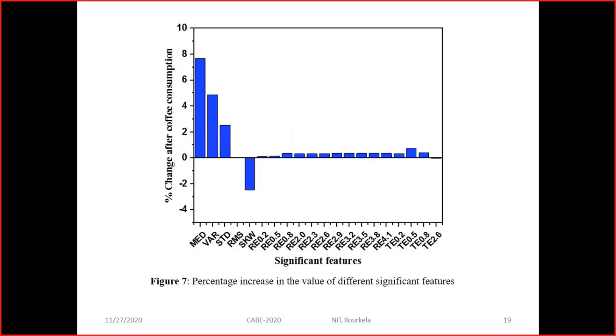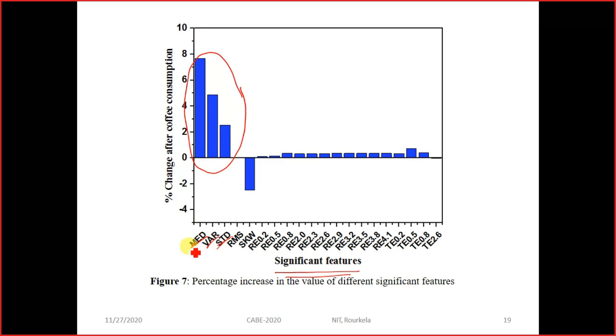Now then he plotted the percentage increase in the significant features. Okay, so among all these things, if you see the median, variance and standard deviation, there was a significant increase, or multifold increase, in these values. So what is this? Median gives you information about, not exactly the average, but the middle value of the amplitude. So if you see, the middle value of the amplitude has increased.